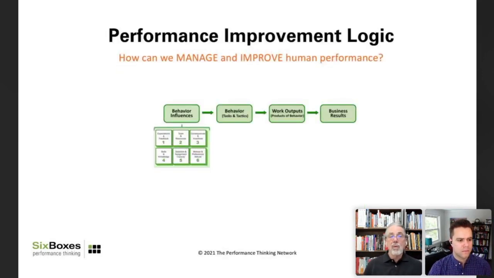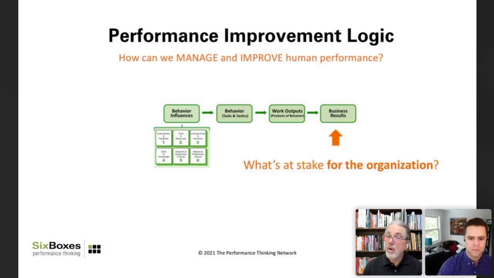And then finally, we talk about performance improvement logic. So what does that mean? This is the answer to how do we actually manage and improve performance, whether we're doing big projects or working with an individual. So we just sort of stick those two models together. It wasn't obvious. The 6 boxes model is the way we organize behavior influences. And then we say, let's be sure when we're talking to somebody or planning a project, we know what the business results are. We know what's at stake.